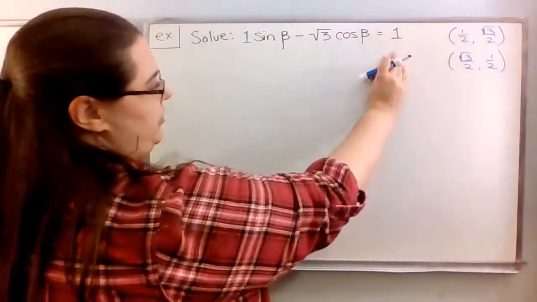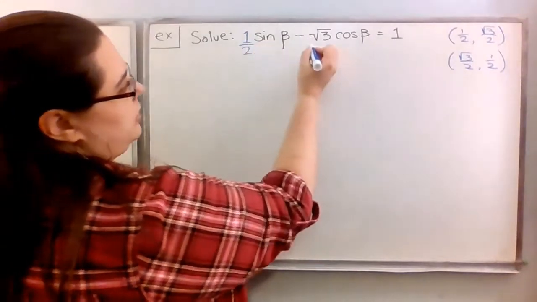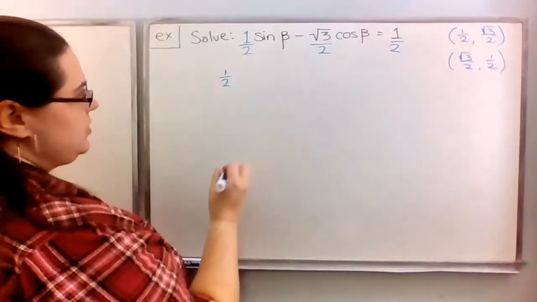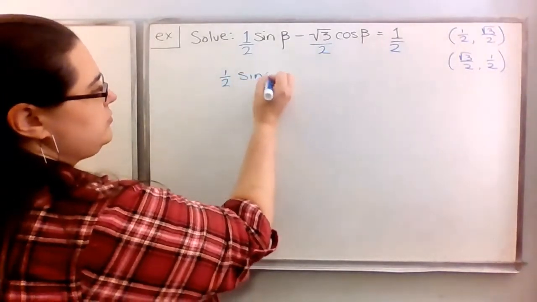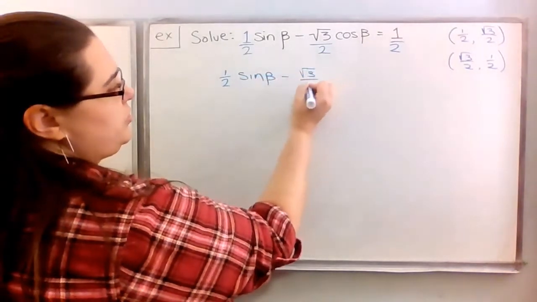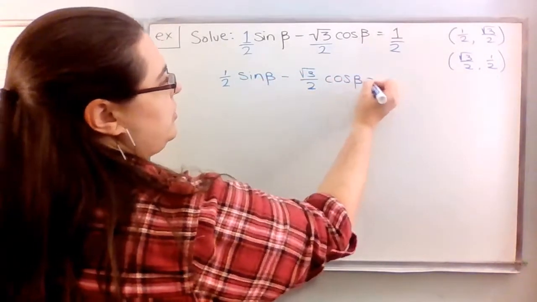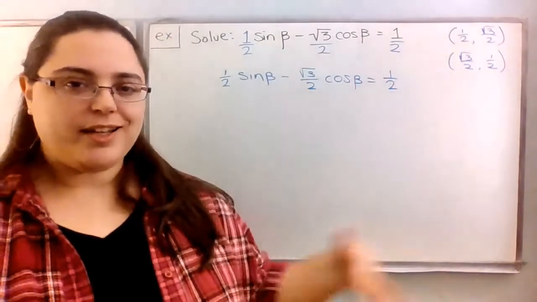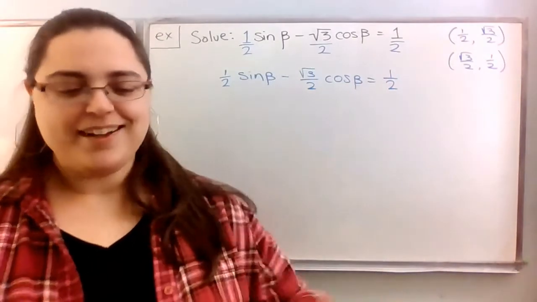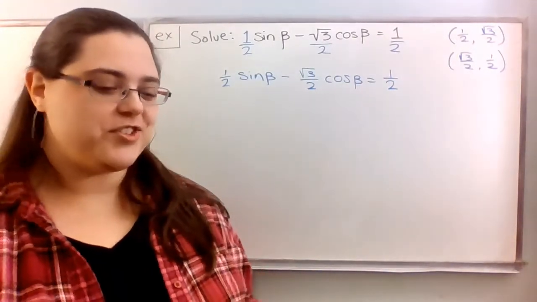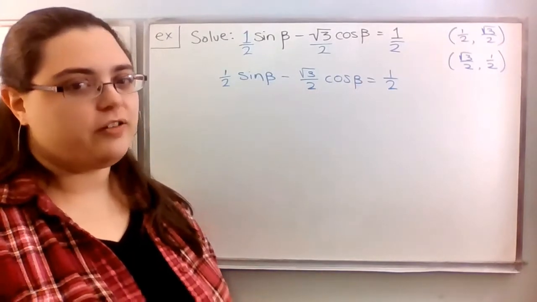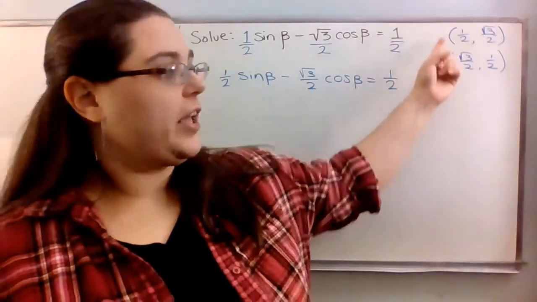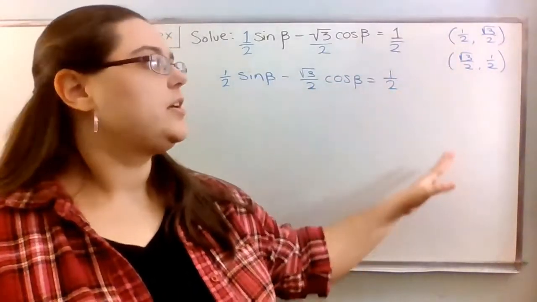So let's divide everything through by 2. And we end up with 1/2 sine beta minus √3/2 cosine beta is equal to 1/2. Now, here's why this is helpful. It may look like we just made it worse because we just threw fractions into here, but this is actually going to help us to solve, because we have that pair 1/2 and √3/2, whichever way we feel like thinking about it. Either one's going to be fine for this.